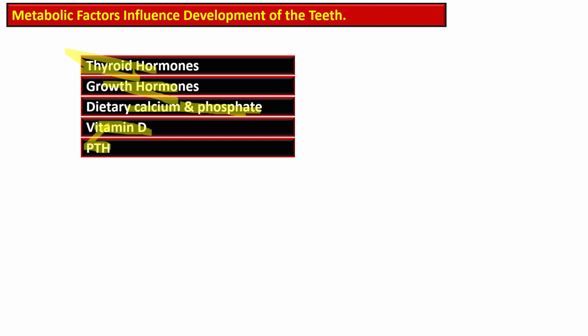So during normal conditions, healthy dentin and enamel are formed, and if there is deficiency, the defective calcification will lead to weakened or abnormal teeth throughout life.